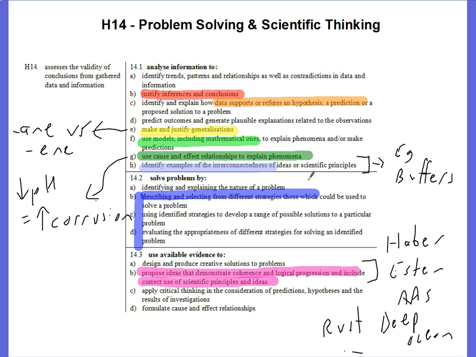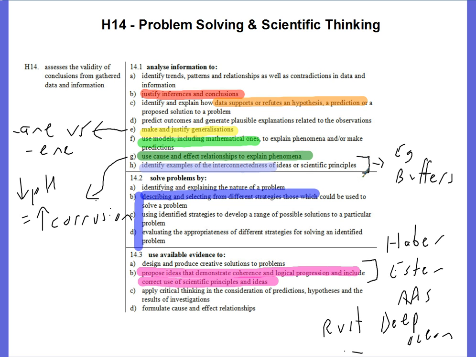The next thing is interconnectedness of ideas and scientific principles. There's a few times in the chemistry course where you've got to bring in a whole lot of different chemical principles together to explain something, and one example of that is buffers. For buffers, you've got to talk about Bronsted-Lowry theory, pH, as well as Le Chatelier's principle. There's a whole range of things in chemistry where we've got to draw on a whole lot of knowledge together, and can you connect those bits of knowledge together?